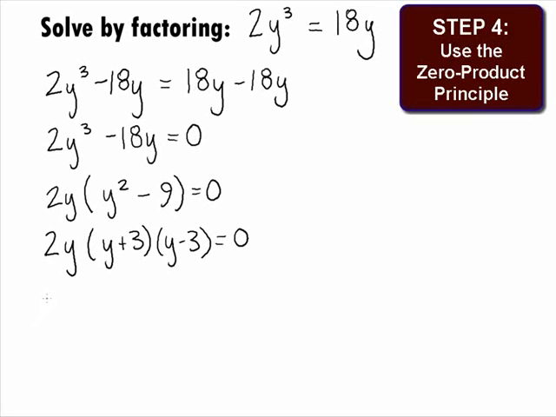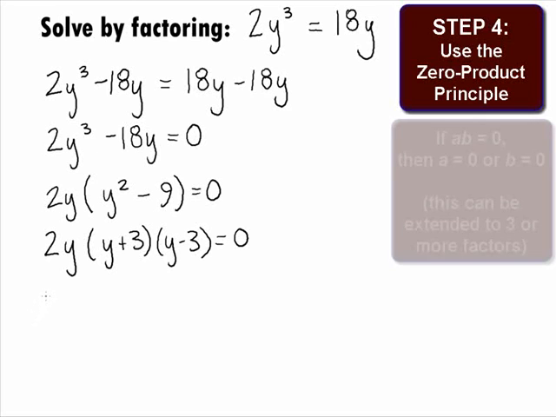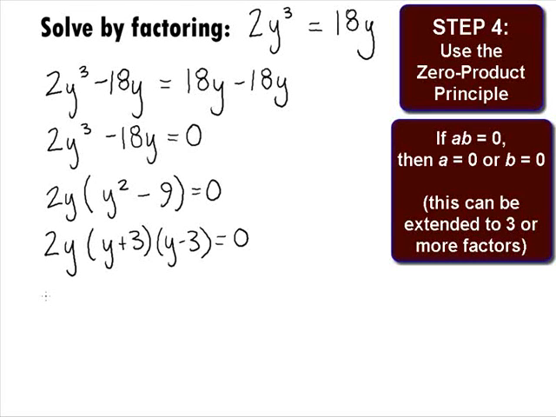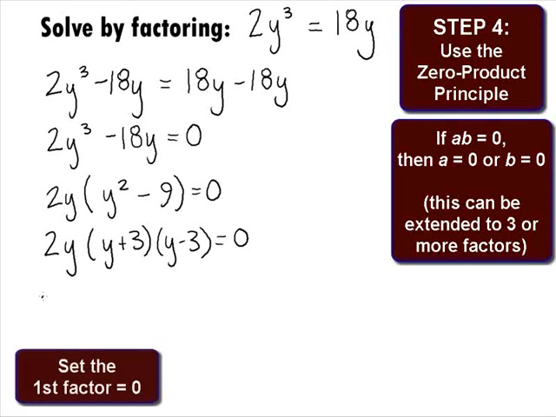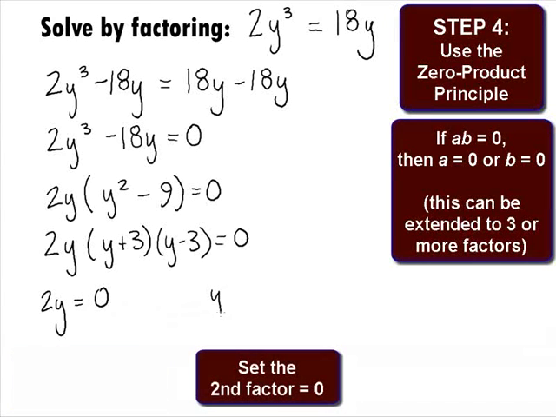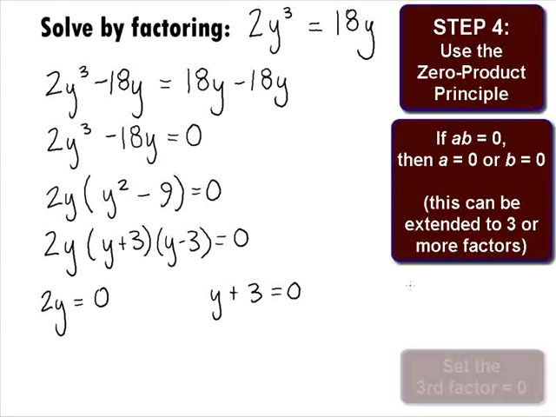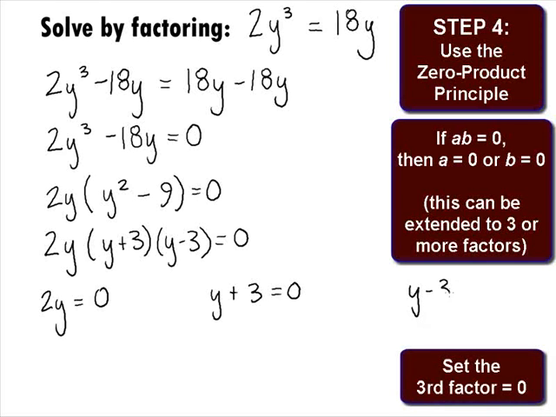In step 4, we want to use the zero product principle. This principle states that if you have a product of factors set equal to 0, then the solution can be found by setting each separate factor equal to 0. Setting each factor equal to 0, we will get 2y equal to 0, or y plus 3 equal to 0. And setting that third factor equal to 0, we get y minus 3 equals 0.